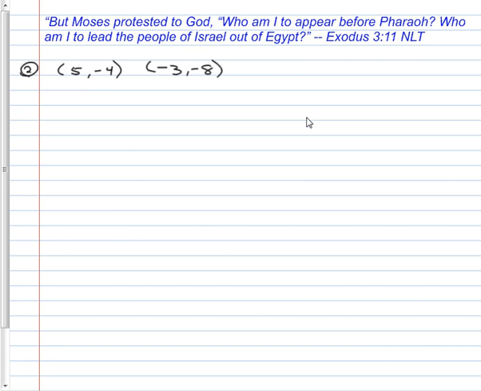And then distance formula: square root of second x minus first x quantity squared plus second y minus first y quantity squared. So, -3 minus 5, that's a -8. I square a -8 and I get a 64. Plus -8 plus 4 is a -4, square a -4, and I get a 16. What's 64 and 16?